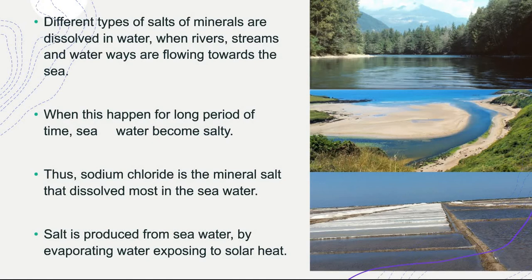Now as you can see on top, there is a river. The river flows to the sea, and in this river water, there are so many mineral salts dissolved in it, and as you know, it flows to the sea. Now once it flows to the sea, the sea also gets salty when this happens for quite some time. We can simply utilize this solar energy, solar heat, in order to remove water and gather salt. For example, this is done in salterns.